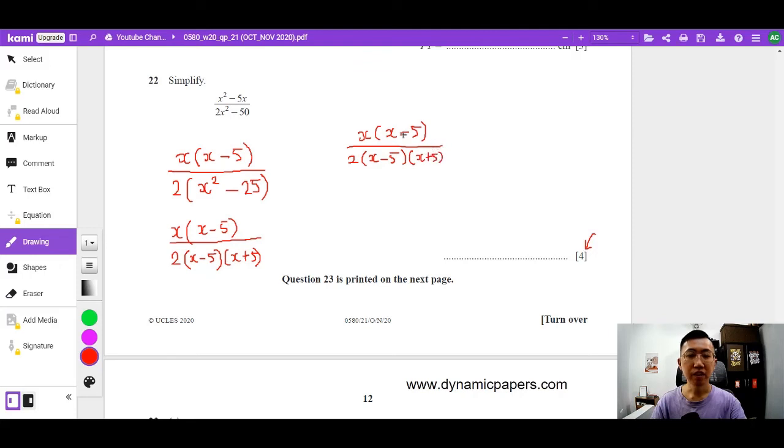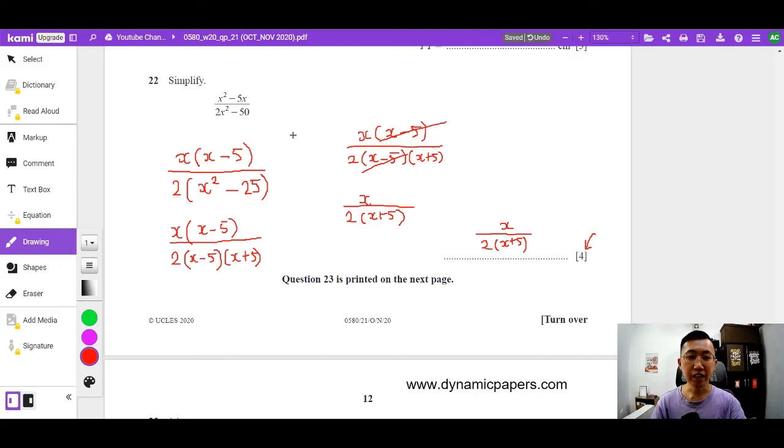Okay, remember the same common term right here, you can actually cut off. So this one cut and cut. So you show this working. Finally, you are going to write whatever is left. So 2 and then x plus 5. Okay, leave it like this. You don't have to expand. Don't need to expand. So this is the final answer. X over 2 bracket x plus 5. There you go. So this is actually worthy of 4 marks.